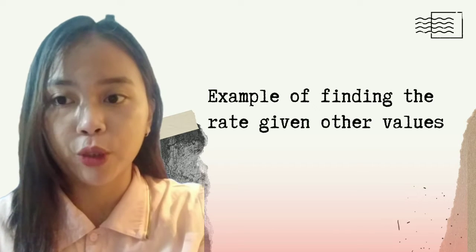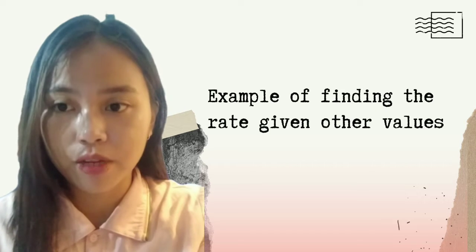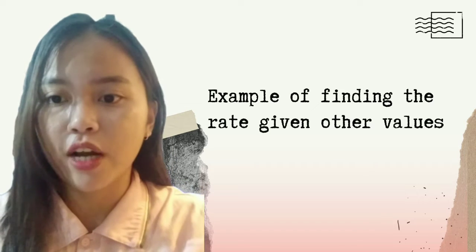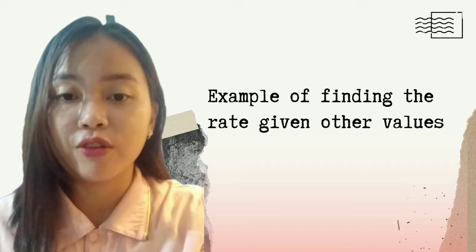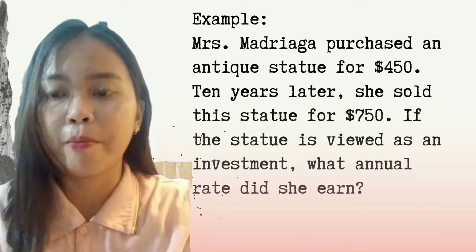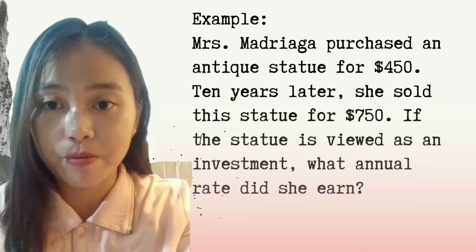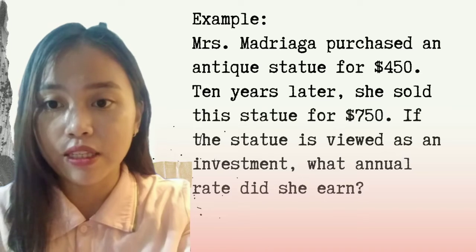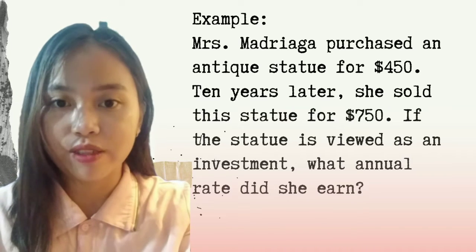Example of finding the rate given other values. Suppose you were given the future value, the time, and the number of compounding periods, but you were asked to calculate the rate earned. This could be used in a situation where you are taking the amount a home sold for and determining the rate earned. If it's viewed as an investment, consider the following example. Mrs. Madriaga purchased an antique statue for $450. 10 years later, she sold this statue for $750. If the statue is viewed as an investment, what annual rate did she earn?